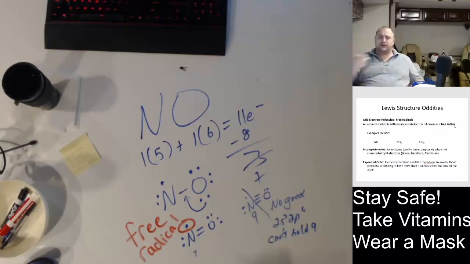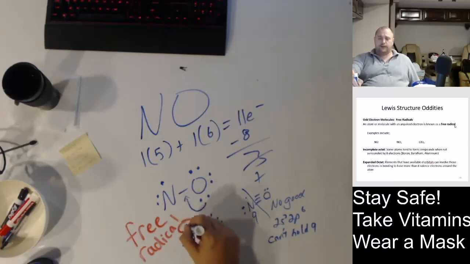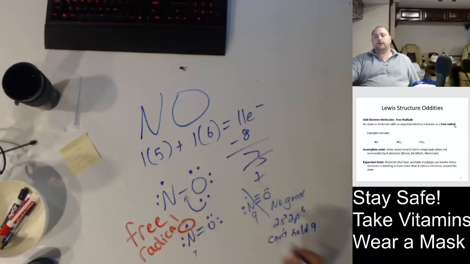If I connected this to something else, even to another NO, and made a covalent bond here, then nitrogen would have 8. So this will react with whatever it hits. It will gain an electron. It'll lose an electron. It'll share that electron. That free radical is going to do all kinds of stuff. Really bad in our body. Man, you probably heard of it.